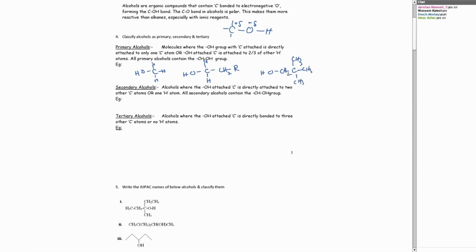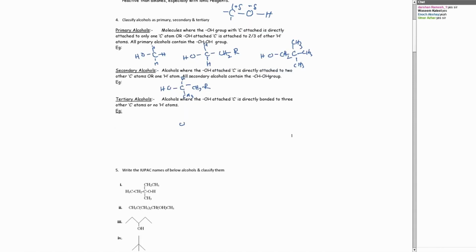As for the secondary alcohols, the OH-attached carbon is directly attached to 1 hydrogen and 2 carbon-containing groups. As for tertiary alcohol, the OH-attached carbon is directly attached to no hydrogens and 3 carbon atoms, and those carbons can be attached to any number of carbon atoms. Right? Please copy these examples for primary, secondary, and tertiary alcohol.